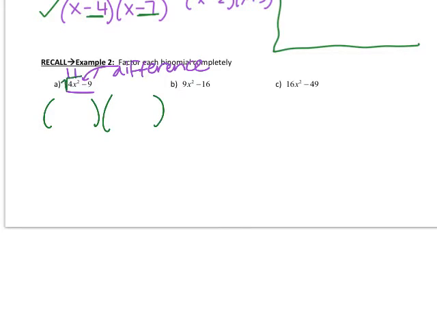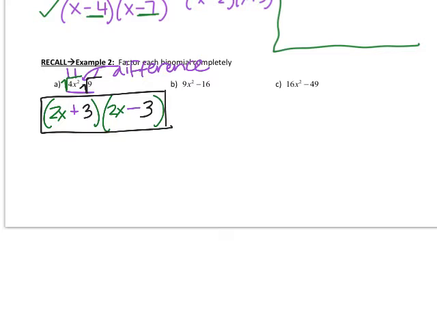If we take the square root of the first term here, we get 2x. If we take the square root of 9, then I'm going to get 3. And all we have to remember is that we need to put in a plus in one binomial and a subtraction sign in the other binomial. So there's our final answer. That's the factorization there. So the difference of two squares, you're taking the square root of the first term, the square root of the second term, and we're going to put those in two binomials.